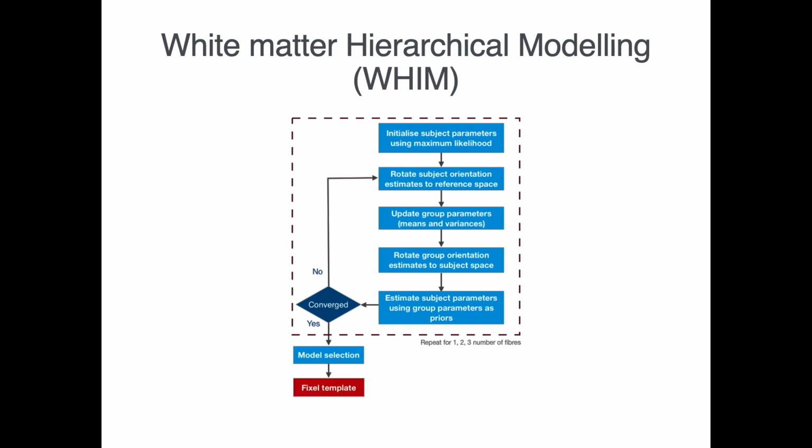This process is repeated iteratively until the model has converged, and then we repeat this for 1, 2, and 3 fiber populations per voxel. Once convergence is reached for all of them, we perform model selection within each voxel to determine the number of fiber populations, which would give us a pixel template.